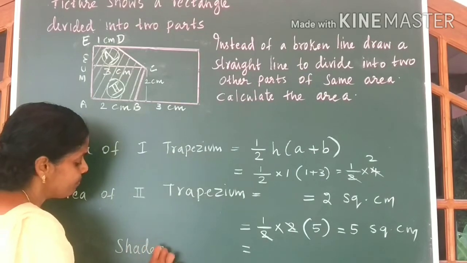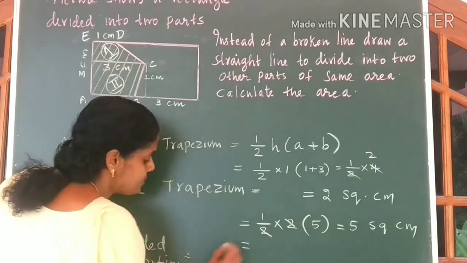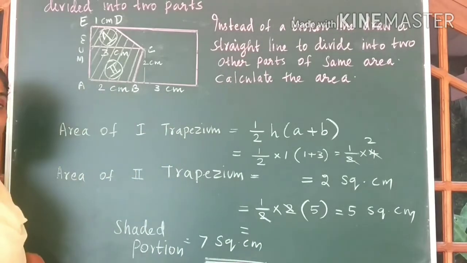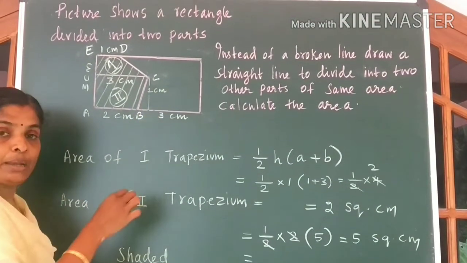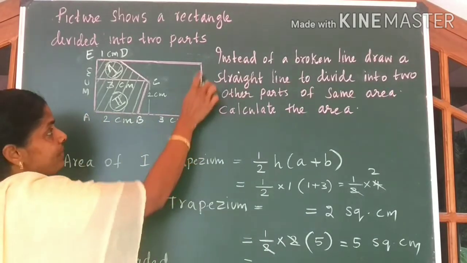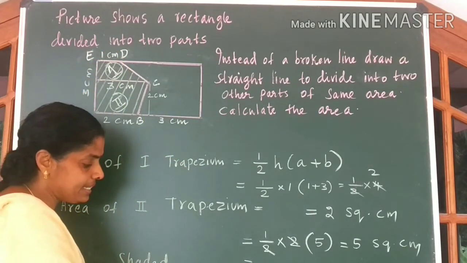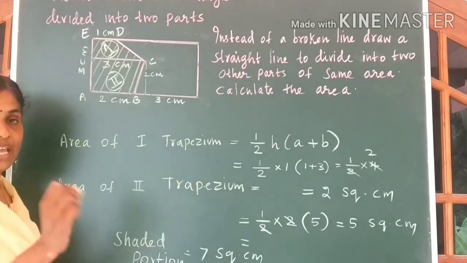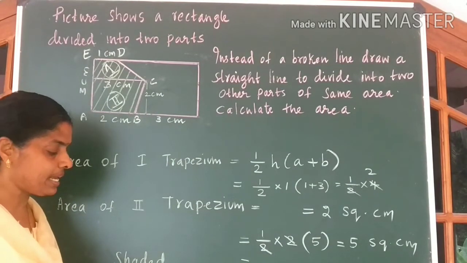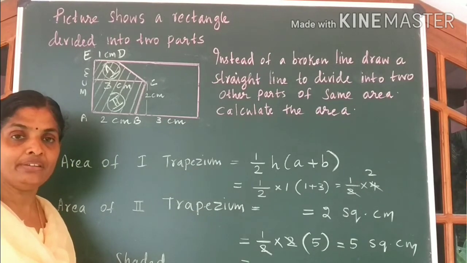The shaded portion's area is equal to 5 plus 2, which gives 7 square centimeters. And what is the area of the unshaded part? To get the area of the unshaded part, from the area of the rectangle, which is 15 square centimeters, we have to subtract this 7 square centimeters. Therefore, the unshaded part's area is 15 minus 7, which is equal to 8 square centimeters. Is it clear to you, children?